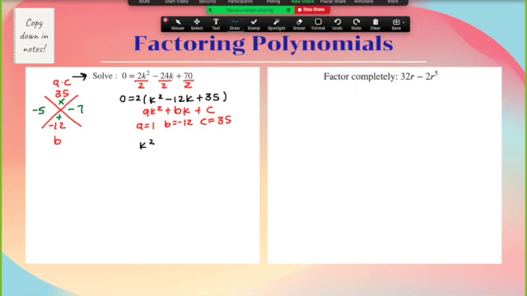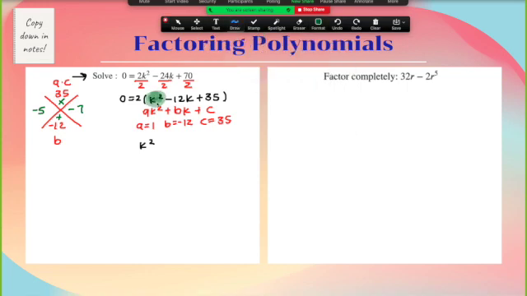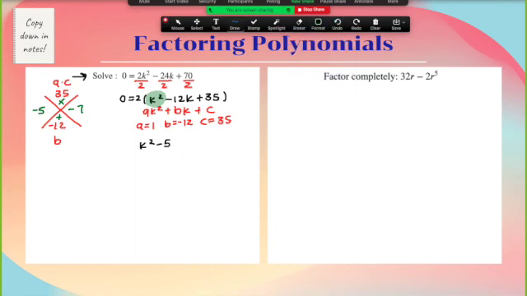k to the power 2, based off of the first term from our equation. And then we have our negative 5 multiplying by k. Negative 5, and it's going to multiply with k. Our negative 7 multiplying with k. That comes from these two numbers. And then our last number is going to come from the last term of our equation, which is positive 35.